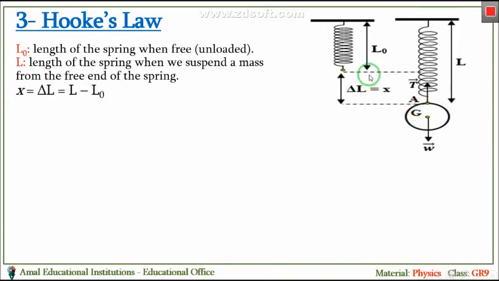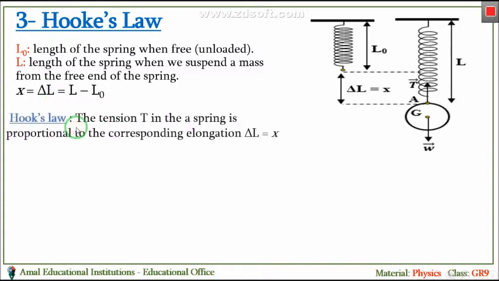The increase in the length between the two cases is called the elongation of the spring. Its symbol is x or delta L. It is calculated using the formula delta L equals L, the new length of the spring, minus L0, the initial length of the spring. Since x represents a distance, its SI unit is meter.